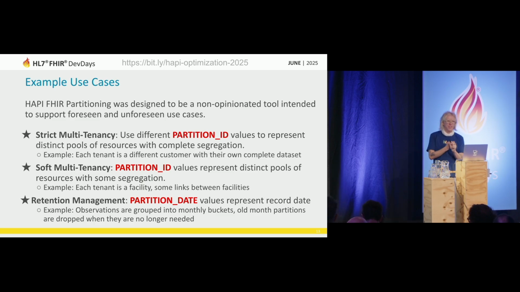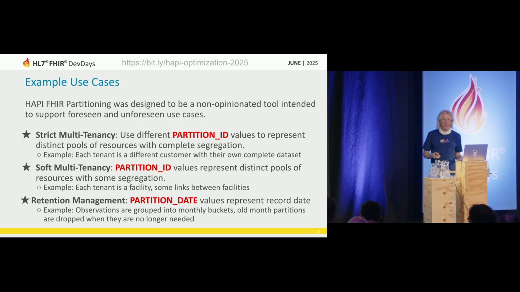A couple of use cases we had in mind for partitioning, of course, strict multi-tenancy. And by that I mean, picture like the GitHub model where you can have private repositories in there under your namespace, and only you can ever see those repositories. And then someone else can have private repositories under their namespace, and I can never see their repositories. That's strict multi-tenancy in that model.